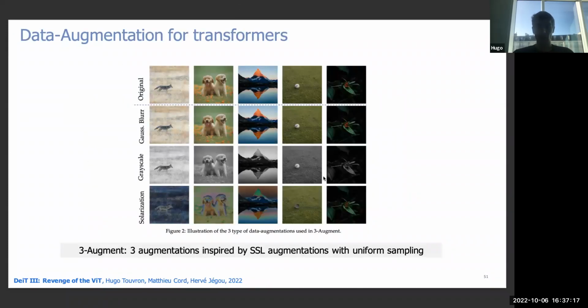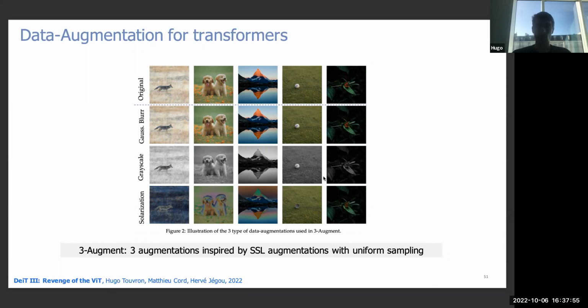Now we'll talk about the new training components we incorporated in the training of transformers. So the first idea is to say, okay, we use RandAugment to train transformers since the DeiT paper, but RandAugment was designed for ConvNets, because when RandAugment was proposed, only ConvNets reached very good performance on ImageNet classification. So maybe there is some kind of overfitting between the RandAugment design and the ConvNet architecture.